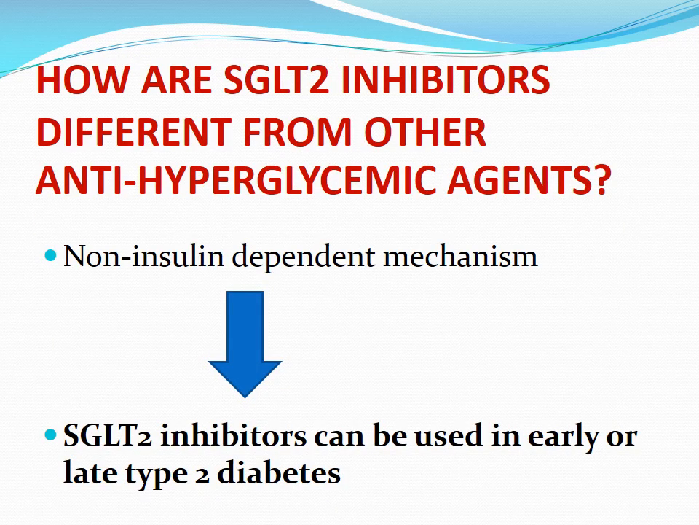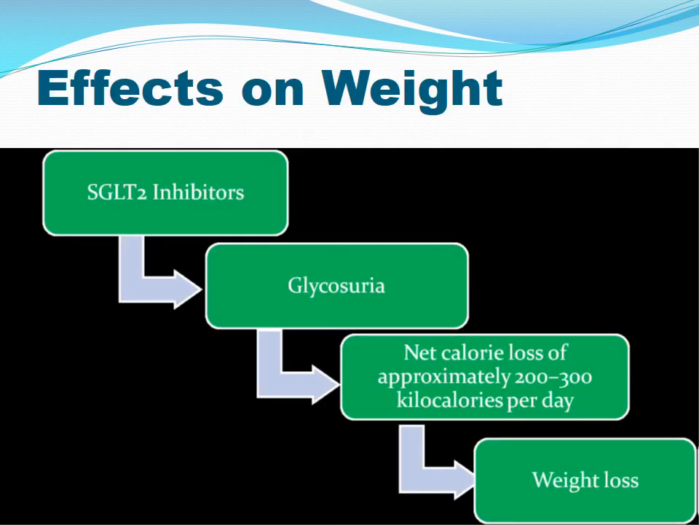How do SGLT2 inhibitors differ from other anti-hyperglycemic agents? This group of drugs has a non-insulin dependent mechanism. They will not affect insulin secretion or its action. So this group of drug inhibitors can be used in early or late type of diabetes, as they have no effect on insulin.